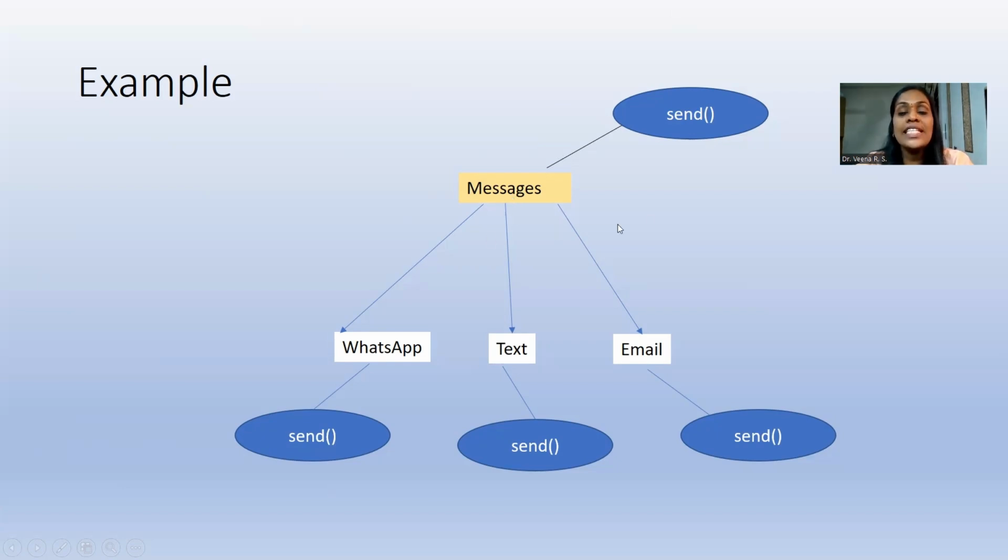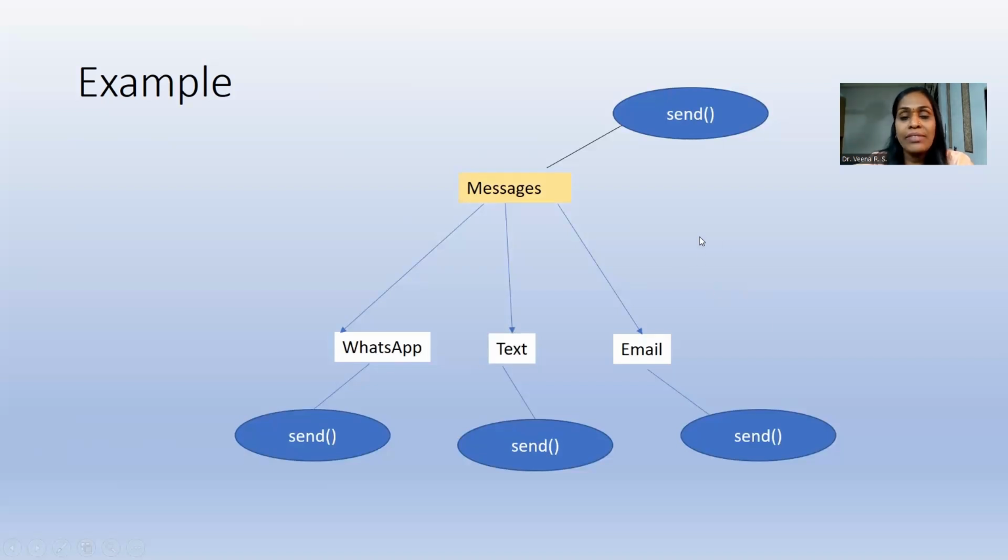So here in this case, you can say that messages, whatever the send operation or send behavior is there, will not have the definition, will not have the implementation in messages. In fact, the implementation will be there in the send method of WhatsApp, text, and email. So this is how it works: high level design will tell only what are the behaviors it can follow, but what exactly the behavior will do, what exactly the definition or implementation it will follow, that will be decided in their own methods.